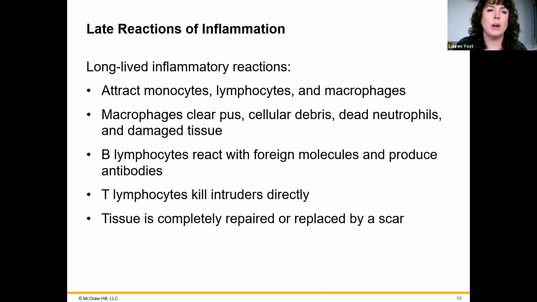Then our late reaction, finally, when we have our lymphocytes and our macrophages starting to get involved more in all of this. Yeah, so we're really coming in to clean up the area as macrophages, and our B and T cells finally get activated. Our B cells are going to make antibodies, and our T cells are going to kill the intruders directly or kill infected cells if we're talking about viruses. And we'll talk about those in detail, like I said, next chapter.